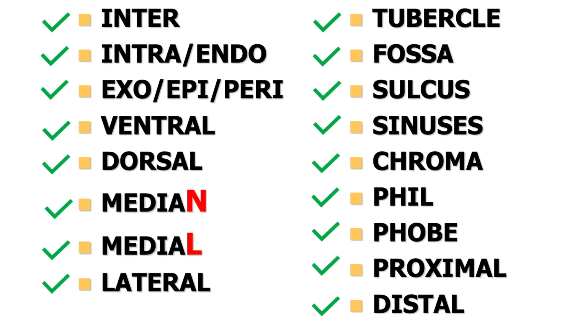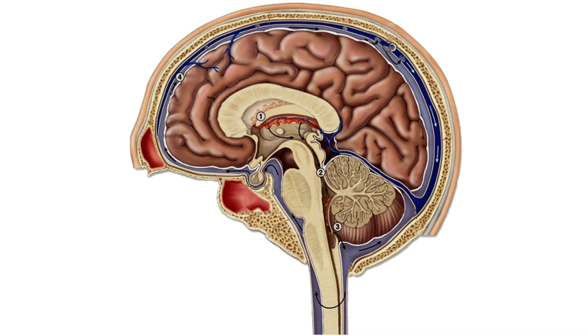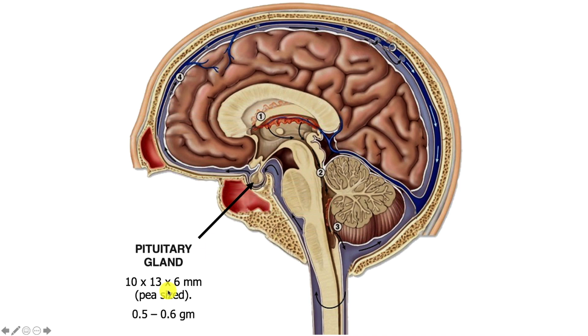the last lecture. Then we started off with the pituitary gland. In this diagram, this is the frontal bone, this is the parietal bone, this is the occipital bone, there is a temporal bone not visible here, this is going to be the ethmoid bone, and this here is the sphenoid bone, and this is where you can see the pituitary gland. So we had seen that the pituitary gland is going to be about 10 by 13 by 6 millimeters, pea size, and it is going to be about 0.5 to 0.6 grams in weight.